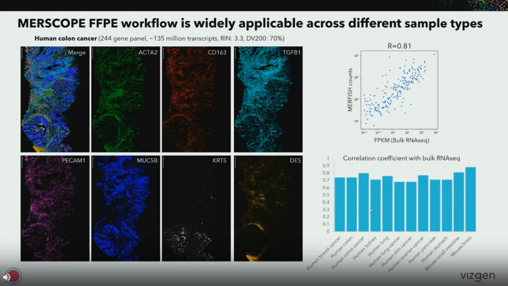So to demonstrate the wide applicability of MERSCOPE in other samples, we decided to perform MERSCOPE imaging in more than 10 different samples. Again, we extracted the correlation coefficient from a correlation plot similar to the one I showed, and plotted all the correlation coefficients with bulk RNA-seq in a bar chart for more than 10 different sample types, including breast cancer, colon cancer, kidney, pancreas, stomach, and such. And you can really see that across all the samples, there is very excellent correlation.